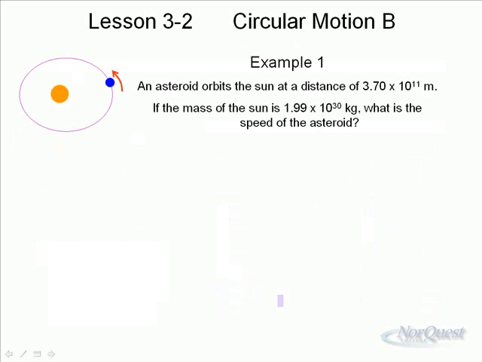So example number 1: an asteroid orbits the sun at a distance of 3.7 times 10 to the 11 meters. The mass of the sun is 1.99 times 10 to the 30 kilograms. What's the speed of the asteroid? Well, what's holding the asteroid in orbit? The centripetal force is caused by gravity, therefore the centripetal force is equal to gravity.